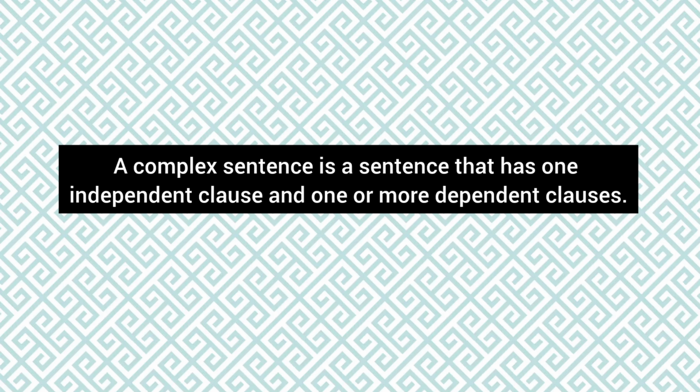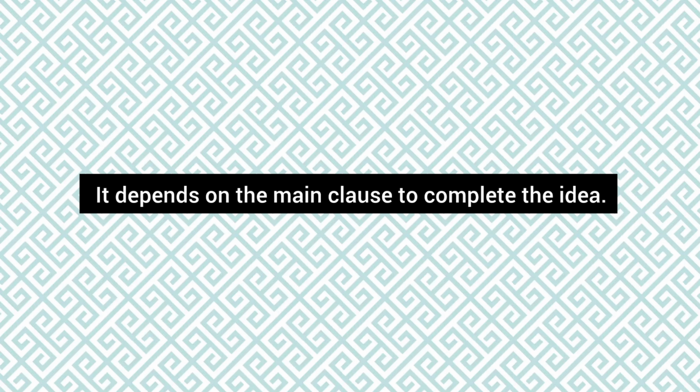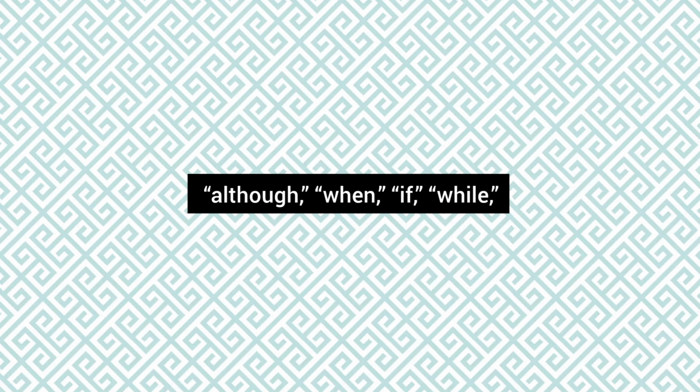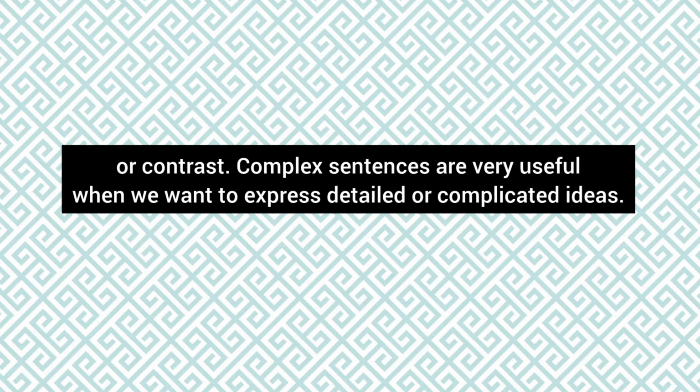Three, complex sentence. A complex sentence is a sentence that has one independent clause and one or more dependent clauses. A dependent clause cannot stand alone because it does not give complete meaning by itself. It depends on the main clause to complete the idea. Complex sentences are formed using subordinating conjunctions such as because, although, when, if, while, and since. These words show the relationship between the clauses, such as reason, time, condition, or contrast.